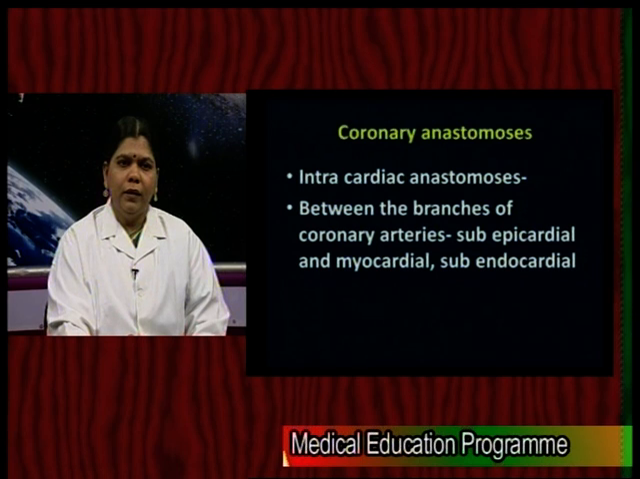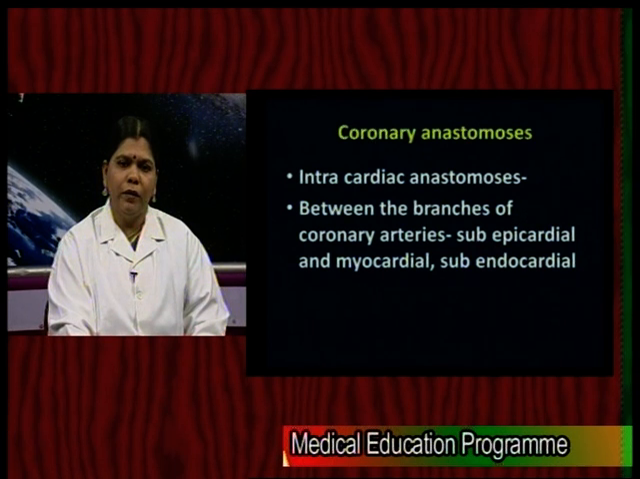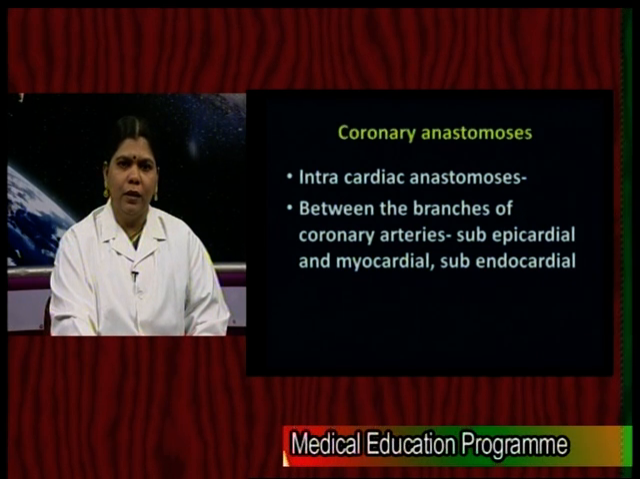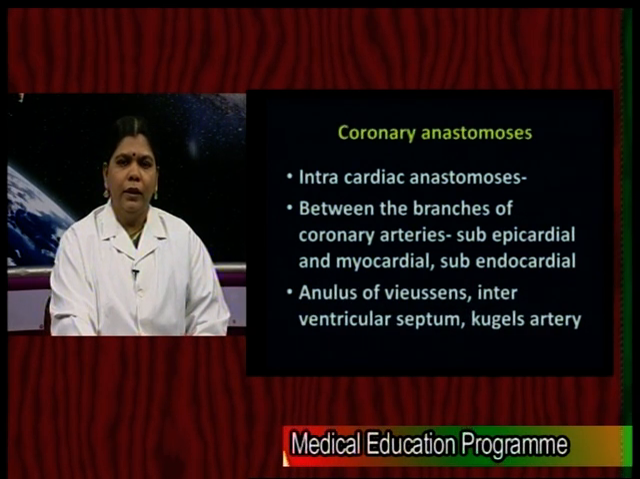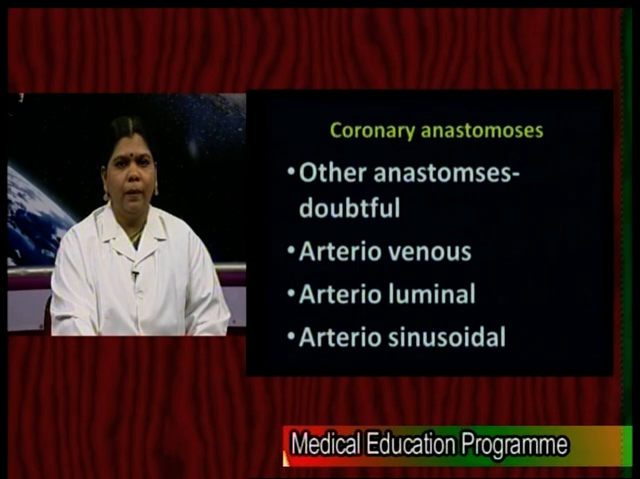In this, intracardiac interarterial anastomosis is important, and the other types of anastomosis, that is between arteries and veins, between arteries and sinusoids, between arteries and lumen of the heart, are all doubtful, and so many authors are raising doubts. So, we will be seeing mainly this intracardiac interarterial anastomosis and extracardiac anastomosis, as I already told, with the branches of the internal thoracic artery. Other anastomoses that are doubtful are arteriovenous, arterioluminal and arteriosinusoidal.